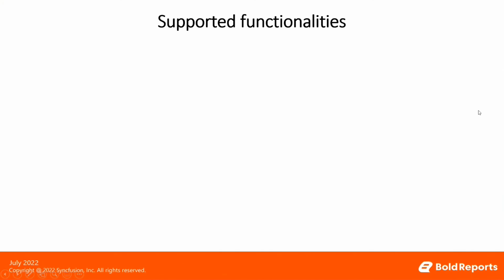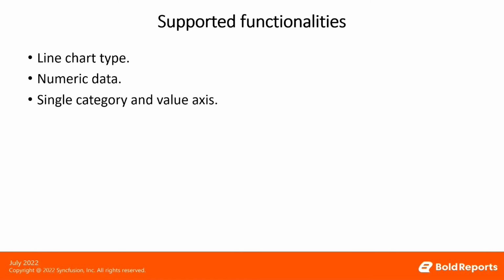Let's talk about the functionalities that are supported in Bold Reports' forecasting feature. Forecasting is enabled only for line chart types. The axis value must be numeric and a whole number that increases uniformly. One X and Y axis should be added in the chart. Multiple axes are not allowed. Currently, the exponential smoothing method is used in the forecasting model, and we already plan to add other new models and types in our upcoming releases.